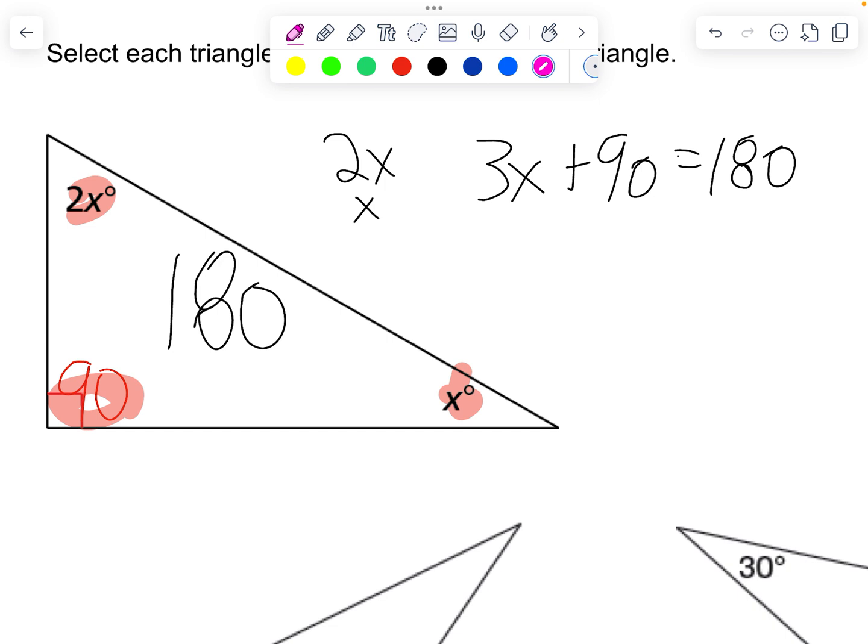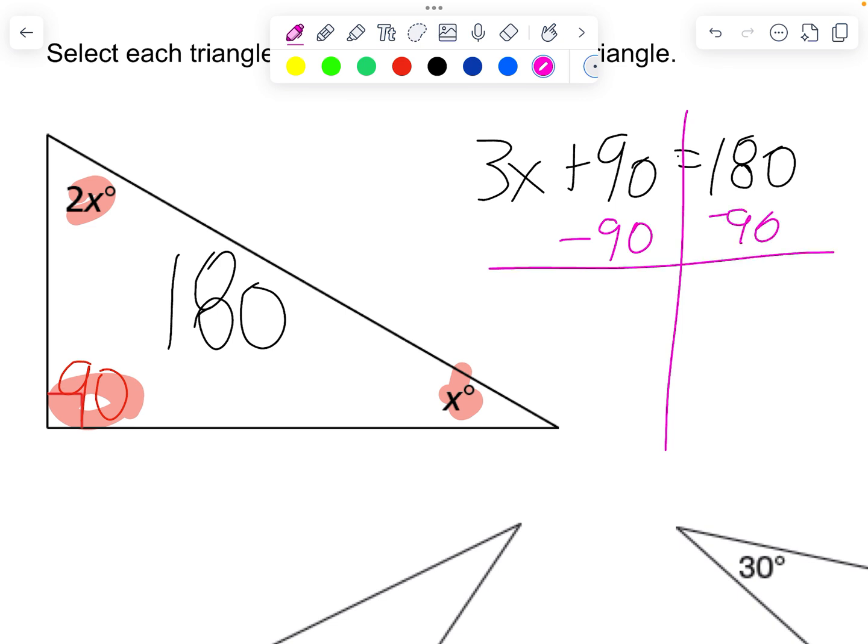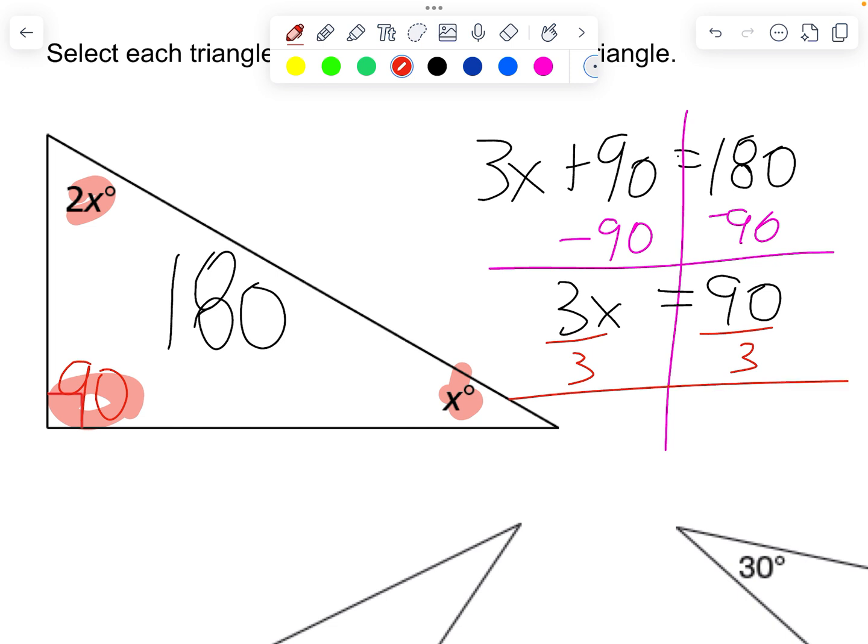All right, first things first, let's get rid of this. First things first, I'm going to do my scale line. Subtract 90, that's going to give you 90. All right, so I get 3x equals 90 degrees left. We're going to divide by 3. Step line gives you one whole. X equals 30. All right, so if that's true, that means this angle is 30 degrees.